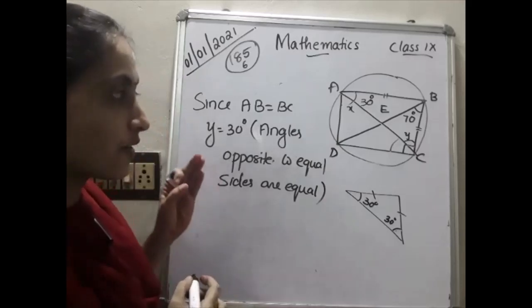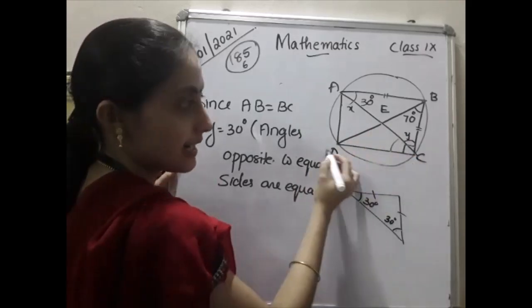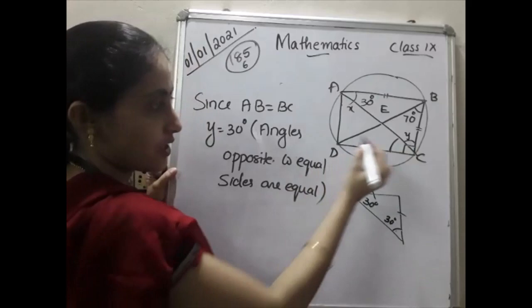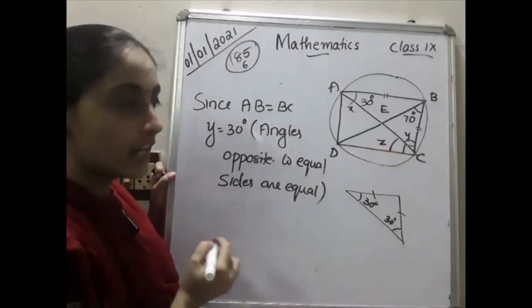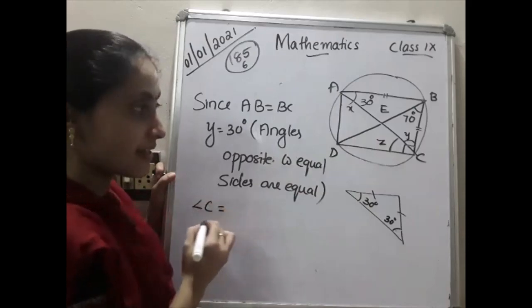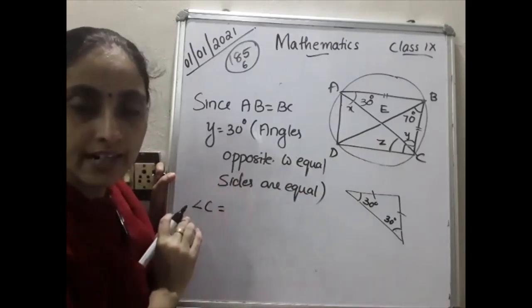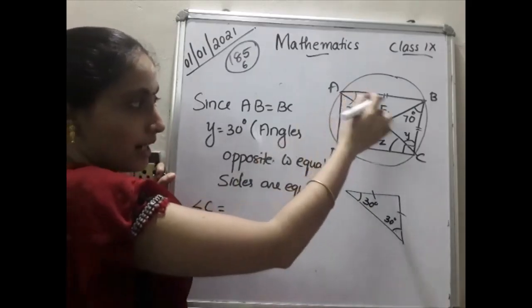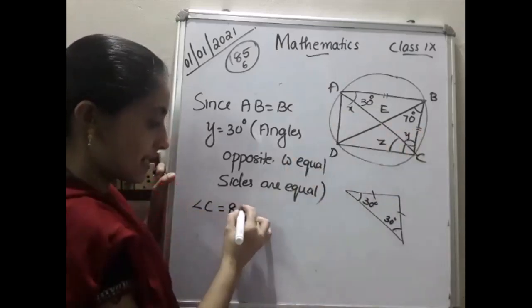So what you have to find? You have to find ECD. This angle you have to find. So that I will mark as Z. Okay, you want to find Z. But we know angle C is equal to what? In the previous part we already did. What is angle C? This will be 100. So angle C will be equal to 80 degree.